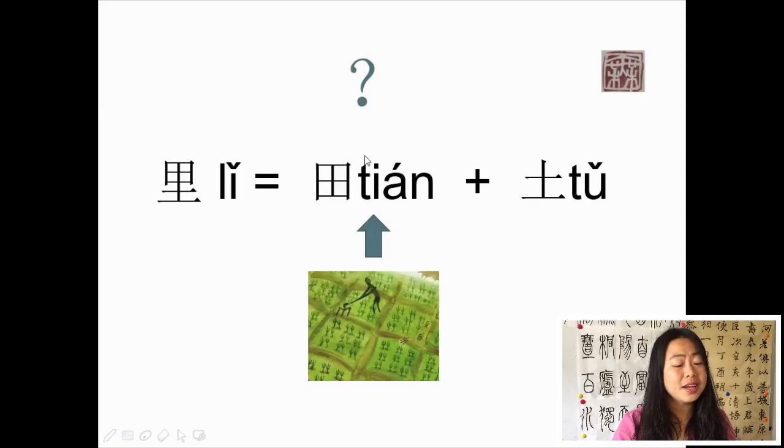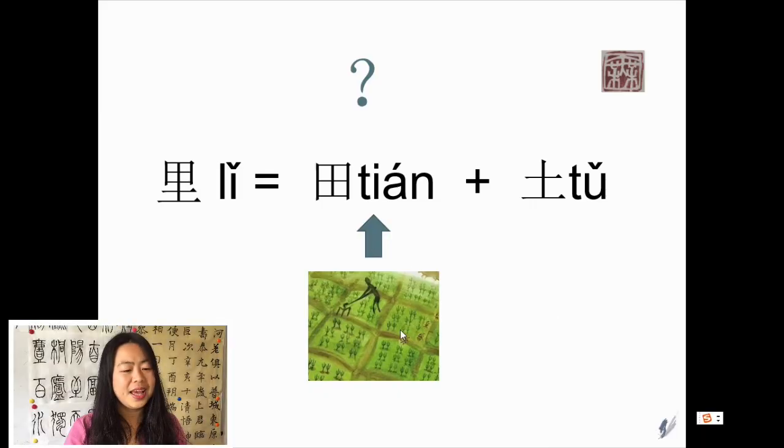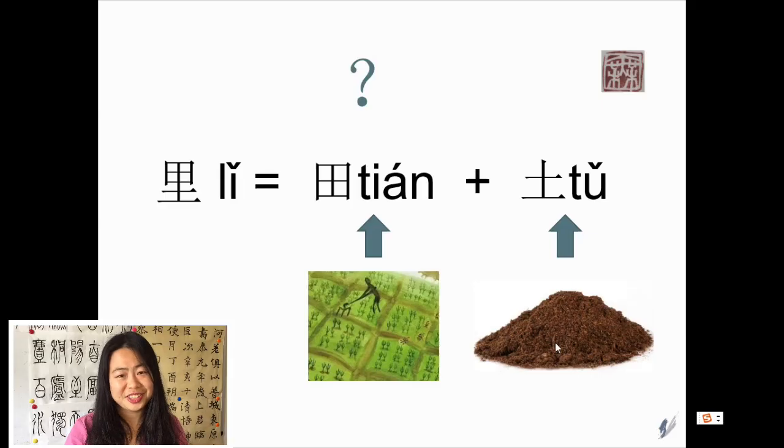On the upper side is a farmland. And how about the bottom side? The bottom side is dirt. Our ancestors thought that if you have the farmland and the dirt, you can build a house and have a home there, so you can have a family there. You need to think about China as an agricultural country. So when you reflect on our Chinese character system, many characters were built based on this kind of ideology.